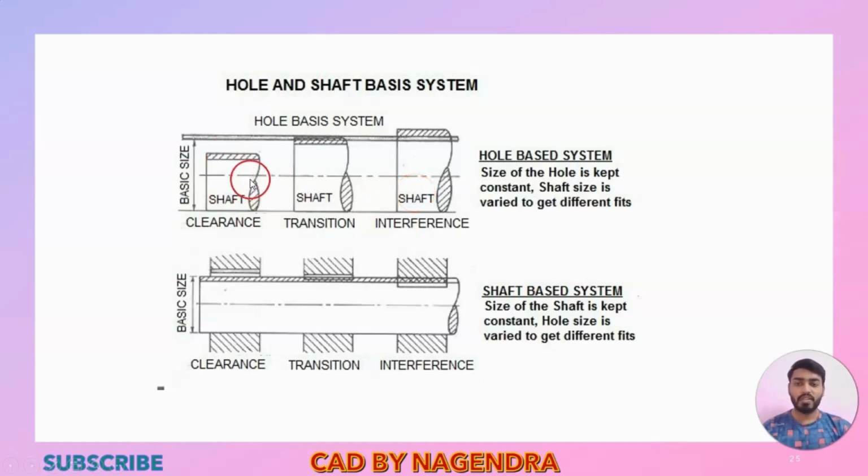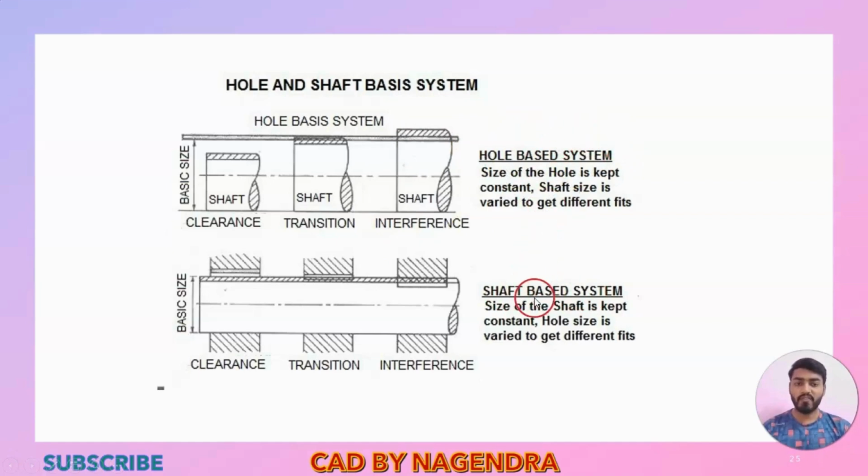So if the shaft size is less than the diameter of the hole, it will give a clearance fit. Again, if the shaft diameter and hole diameter are equal, it will give a transition fit. If the diameter of the shaft is greater than the diameter of the hole, it will give an interference fit. So this is about the hole basis system.